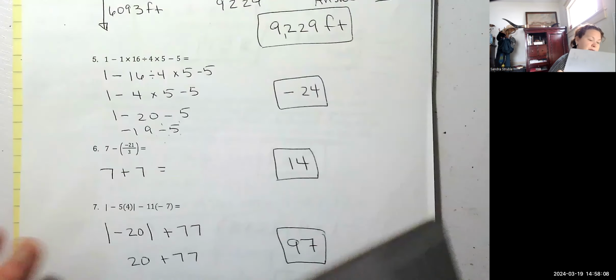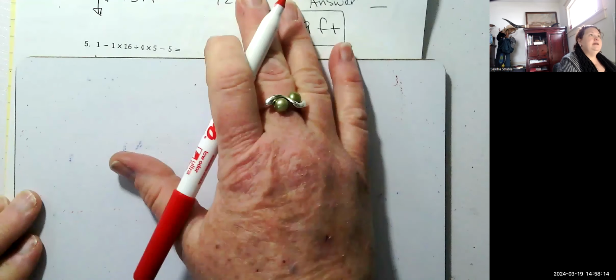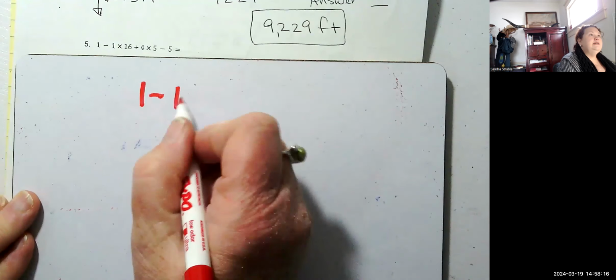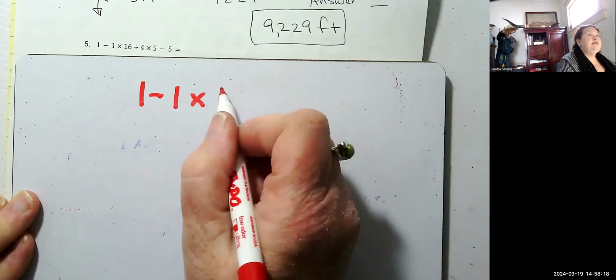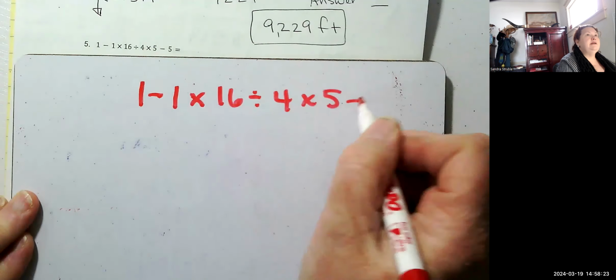Let me know what questions you have about that. The next question is, this one got a lot of y'all too. 1 minus 1 times 16 divided by 4 times 5 minus 5.